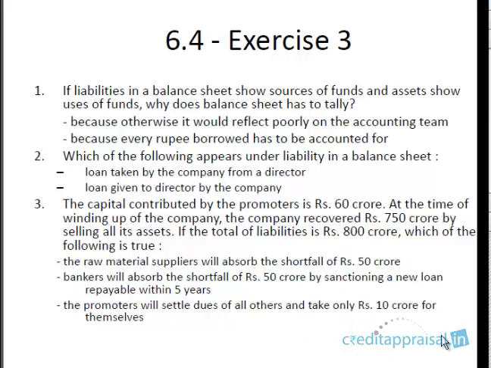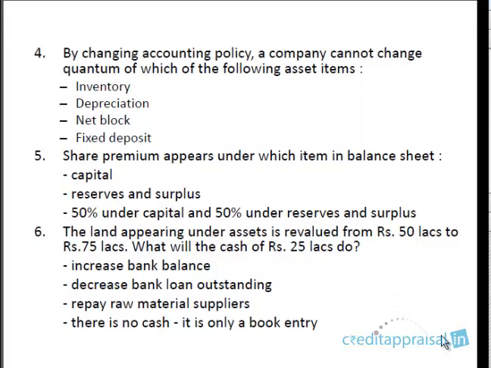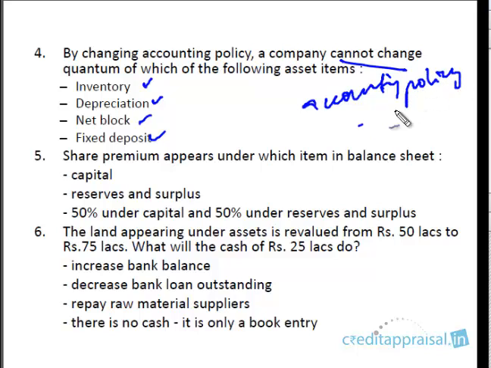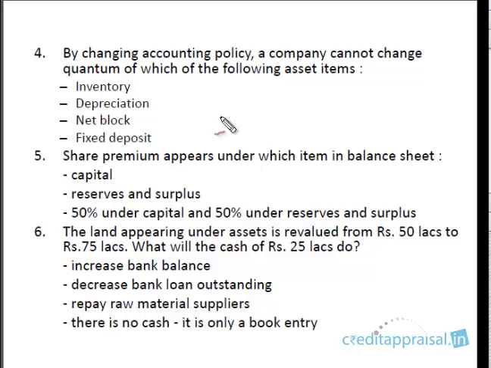Let us see the fourth question. By changing the accounting policy, a company cannot change which of the following asset items: inventory, depreciation, net block, or fixed deposit. We already discussed that a company will have some flexibility regarding the accounting policy to be followed. We mentioned that the significant policies will be mentioned as the significant accounting policies in the balance sheet, right. So here, by changing accounting policy, which of the following items can you change the amount of?